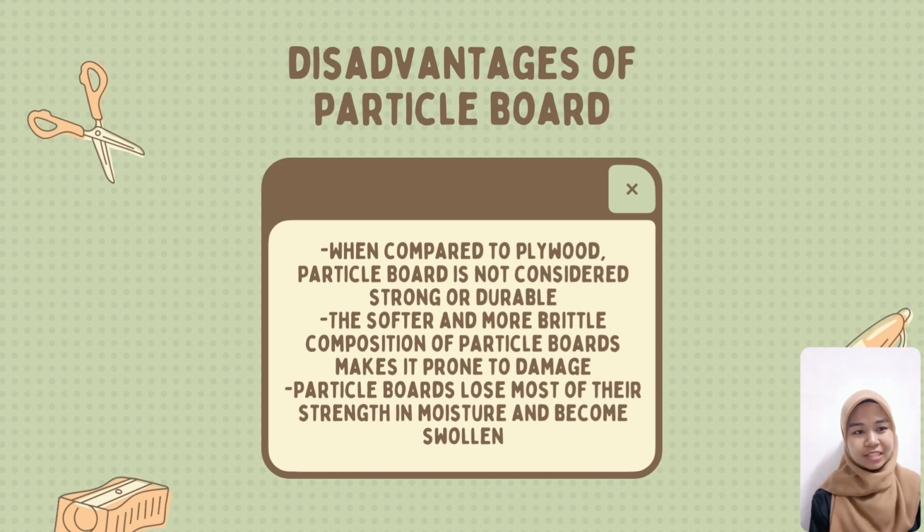The disadvantage of particle board is that, when compared, it is not considered strong or durable. The softer and more brittle composition of particle board makes it prone to damage. Particle board loses most of its strength in moisture and becomes swollen.